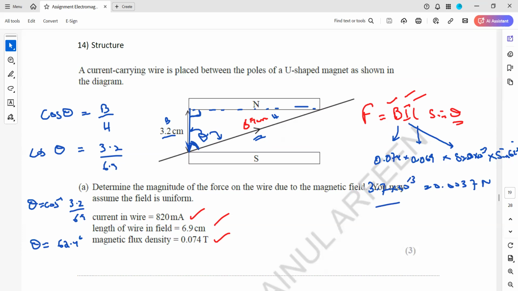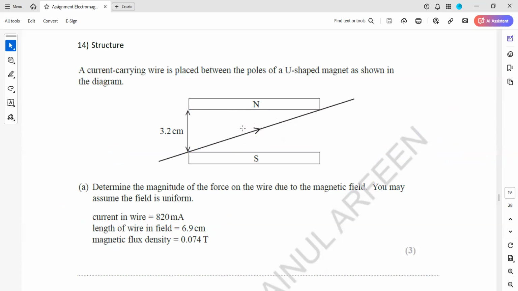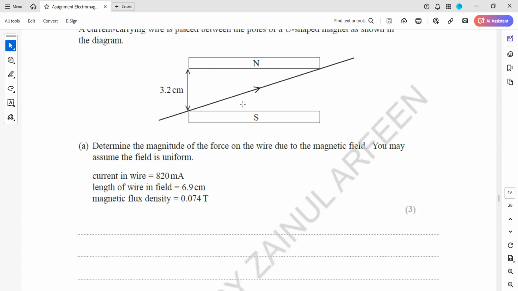We always take the angle between the length of a section of the wire and the magnetic field. If there were n turns, like if it's not a single wire and multiple turns are there, then that length will be multiplied by the number of turns.